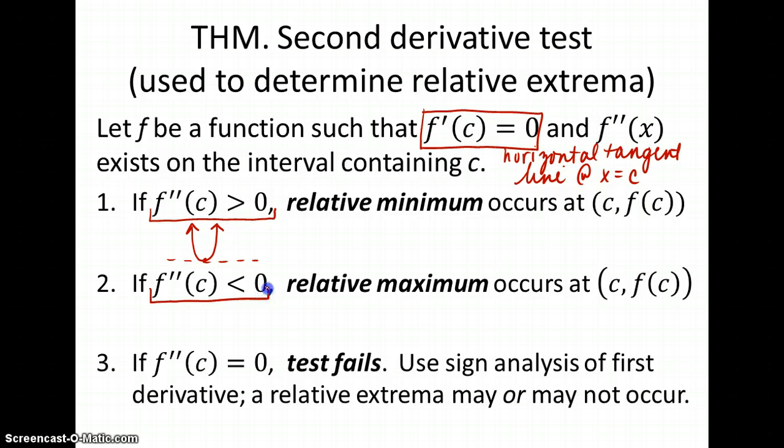If the second derivative is negative at that value of c, a negative second derivative tells us the function is concave down on that interval. So at the point where a horizontal tangent line occurs on a concave down interval, a relative max would occur. And where do these come from? Remember, the y values always come from the original function. If the second derivative equals 0 at c, the test fails. And to determine if relative extrema occurs there, you would have to go back to the first derivative and compare the signs to the left and the right of the critical number.